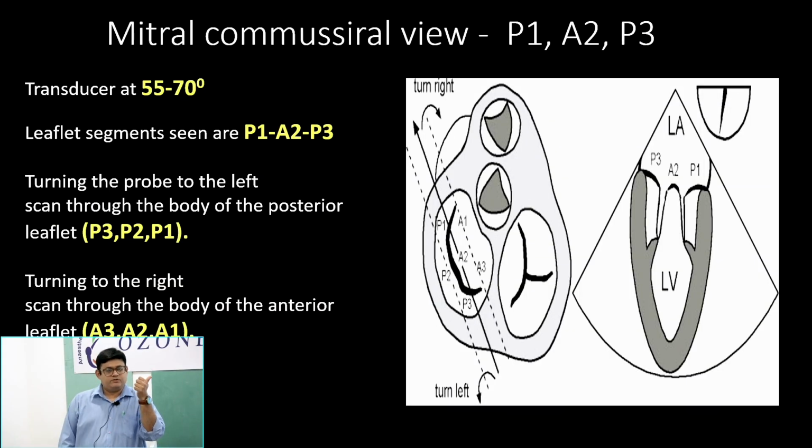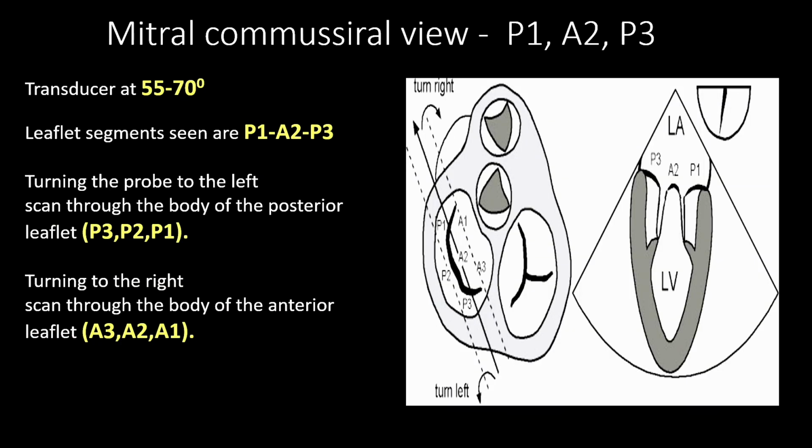Now the next view is your mitral commissural view. Here the transducer is at 55 to 70 degrees. The leaflet segments that are seen are your P1 to the left, to the right, in between is the A2, and to the left is your P3.